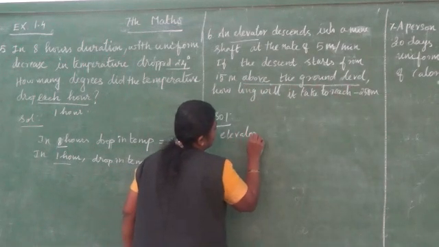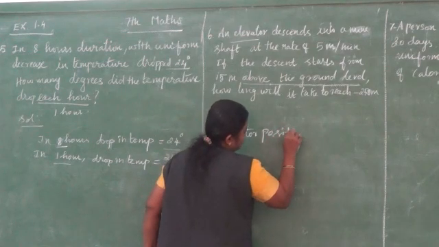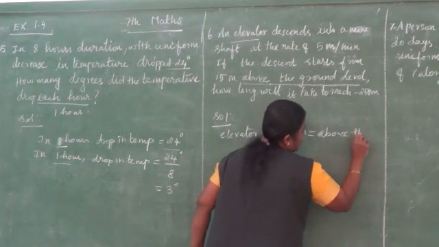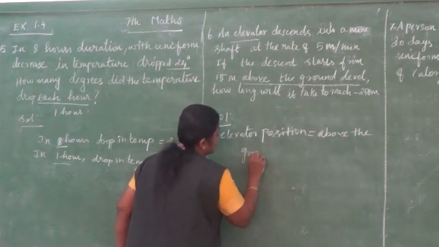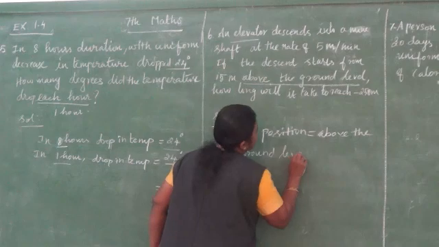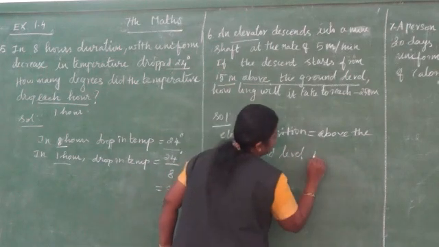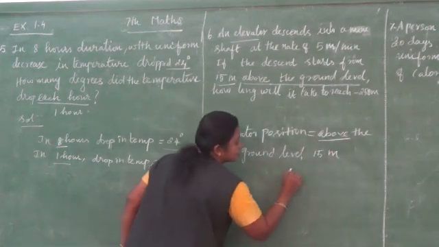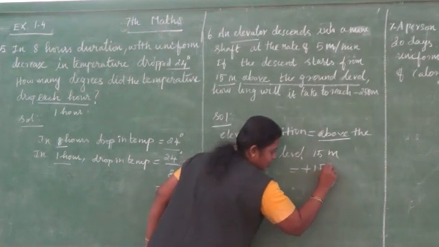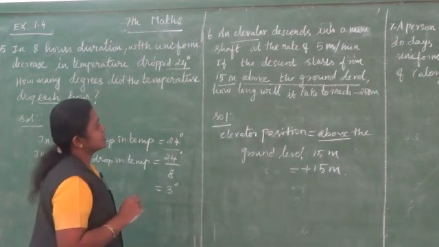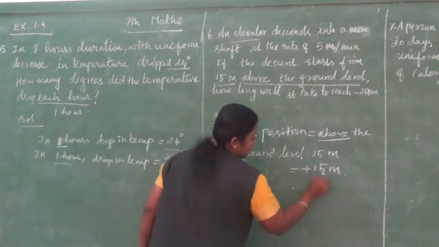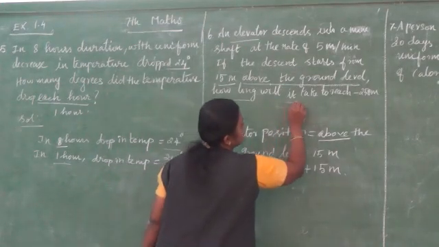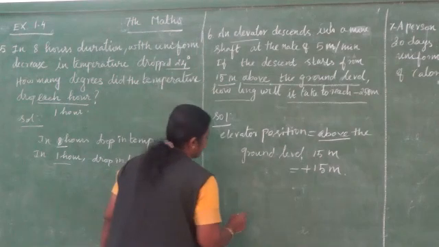So the elevator position is above the ground level. How much meter is given to us? 15 meter. Already I told you, above the ground level means the integer represents positive, so here plus 15 meter. We should find out how long it takes to reach minus 250 meter.